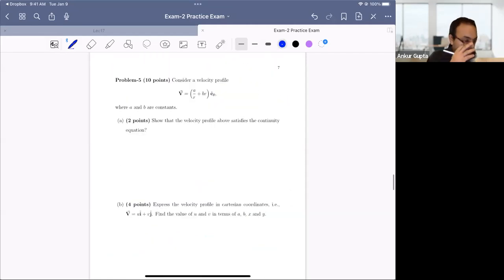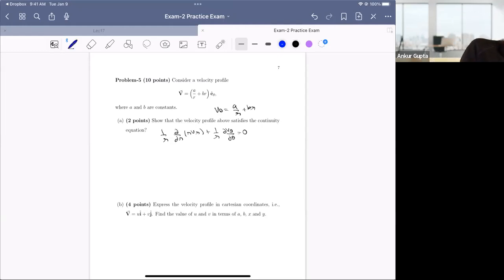So the next is show that the velocity profile above satisfies the continuity equation. So it's clearly a question on velocity profiles and the continuity equation. My v theta is equal to a by r plus br. Then 1 by r del by del r of r vr. By the way, this has been given to you on the last page. You don't have to memorize this, but I just remember this, so I can do this.